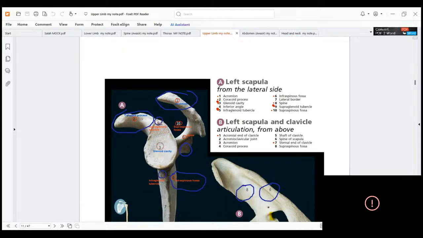Number 1 is acromion. Number 2, coracoid process. 3, glenoid cavity. 5, infraglenoid tubercle. 8, spine. 9, supraglenoid tubercle.